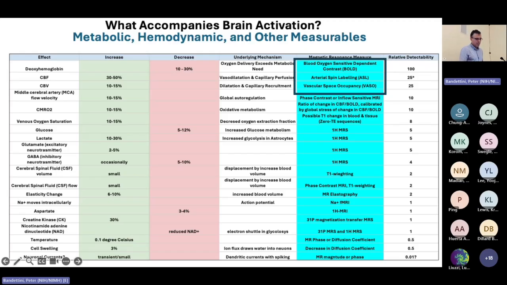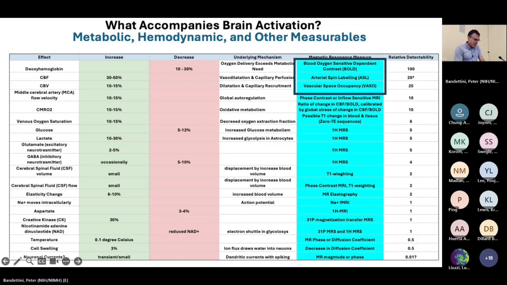You also have measures of CBF, cerebral blood volume. During activation, the flow velocity in the middle cerebral artery goes up slightly, and that's very slight. You can measure it with phase contrast MRI. You also have changes in CMRO2, and changes in CMRO2 can actually be measured by looking at the ratio of flow to BOLD, to get a measure of how much oxygen is extracted from the blood.